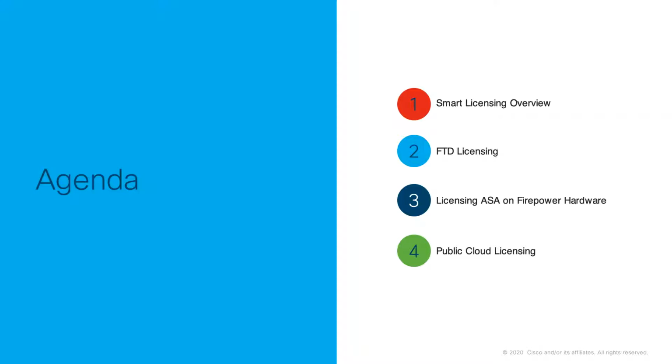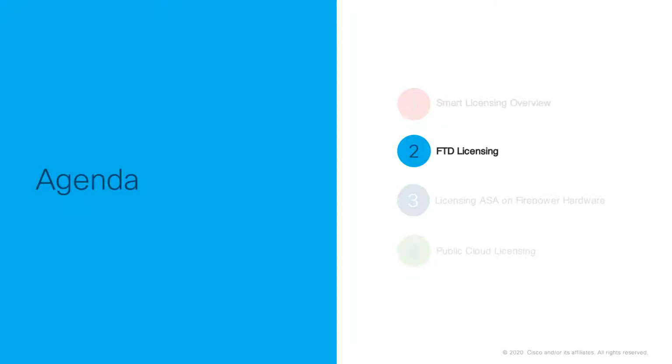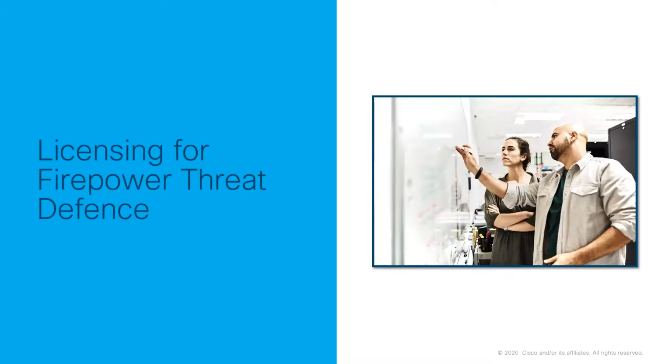The whole series covers the following topics: a general overview of smart licensing for both firepower threat defense and ASA, and finally smart licensing for firepower in public cloud environments. You can either watch all of the videos in order to get a full overview, or simply watch the videos that are of most interest. In this video, we'll be looking at smart licensing for firepower threat defense, or FTD.